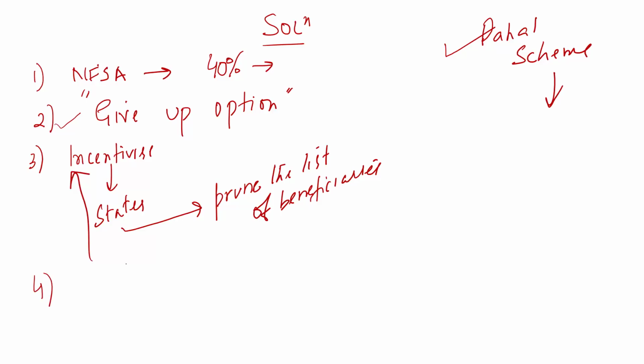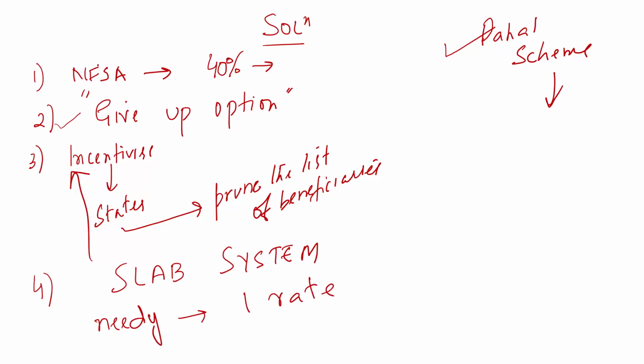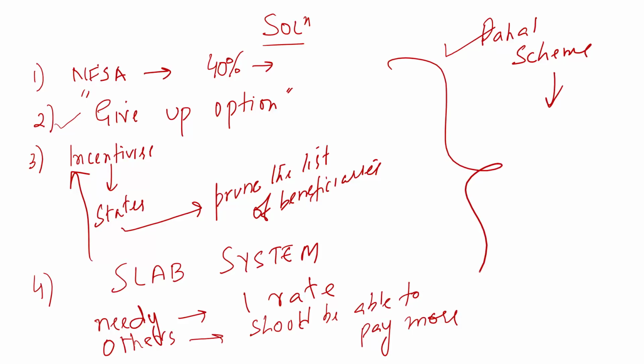There is a fourth option. We can introduce a slab system. And what is the slab system? For the most needy people, there should be one rate. For others, they should be able to pay more. But all of this needs one thing, and that is political will. Let's hope we have the political will to solve this problem in our country.